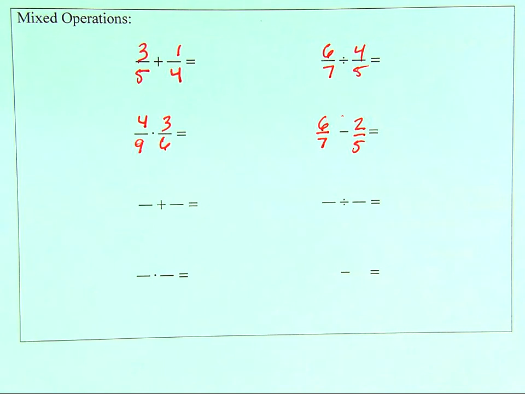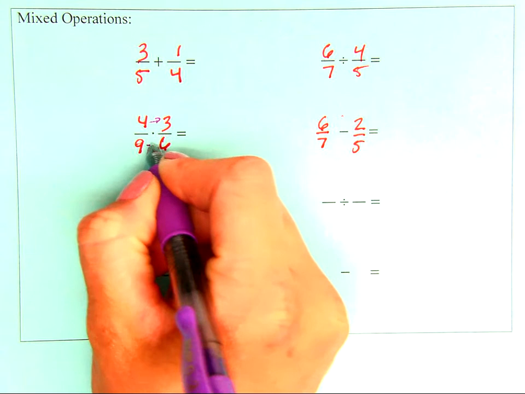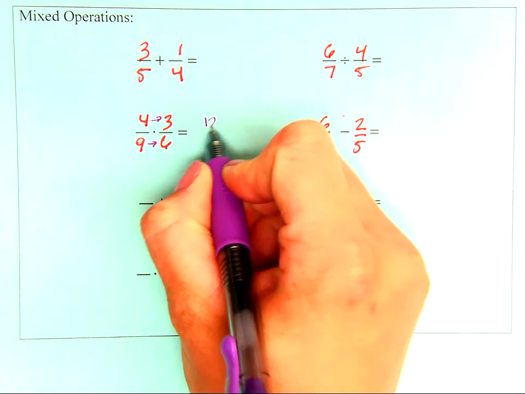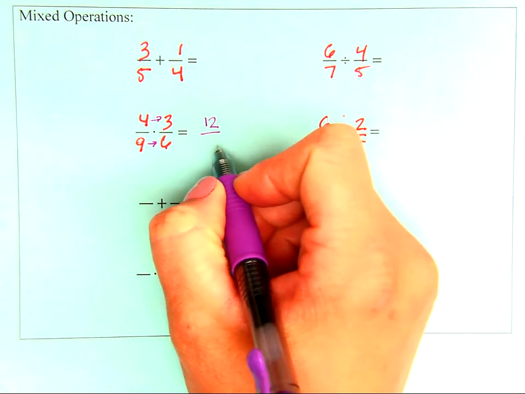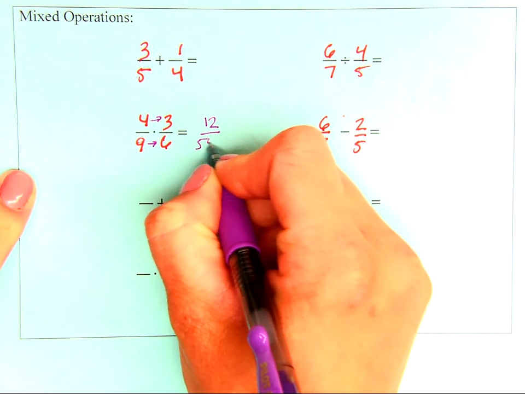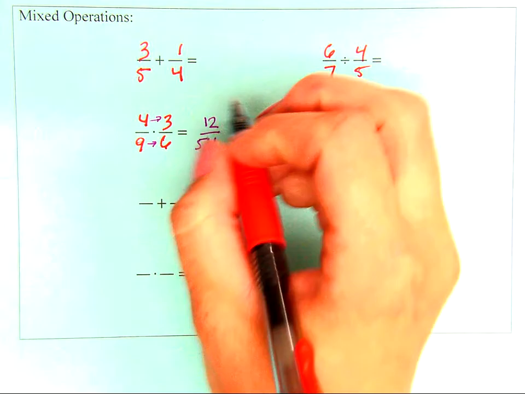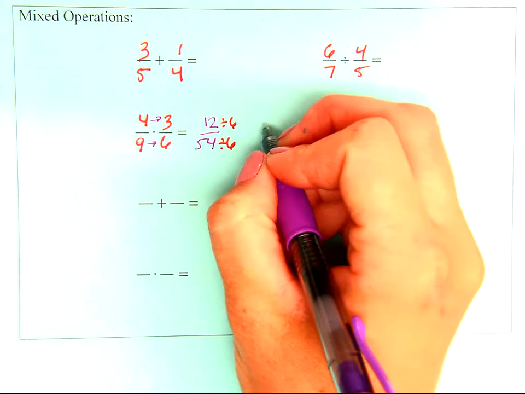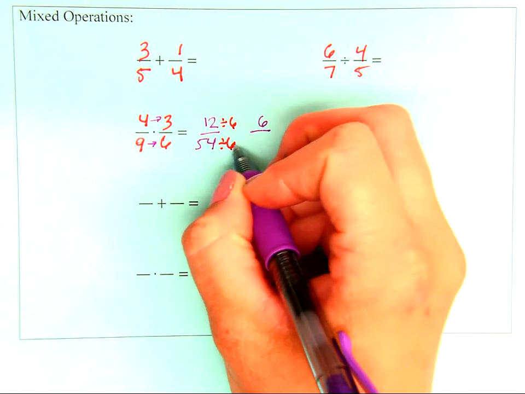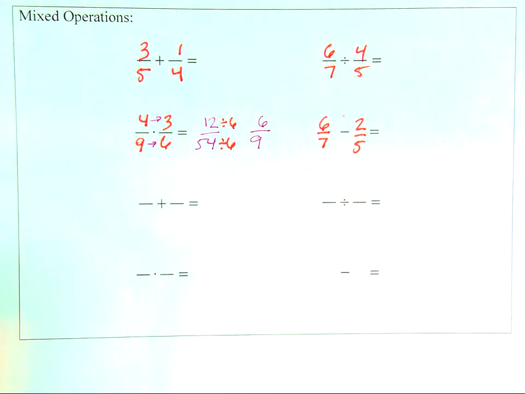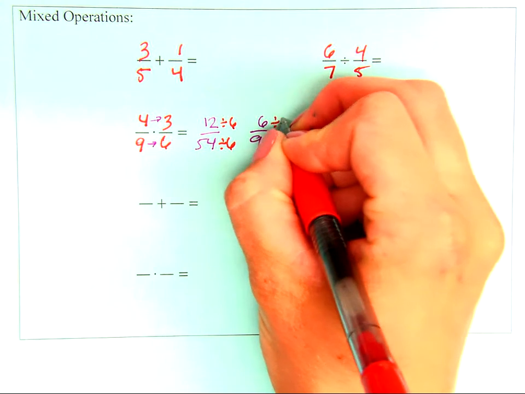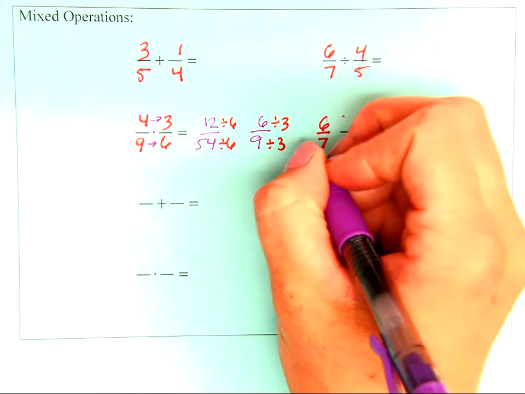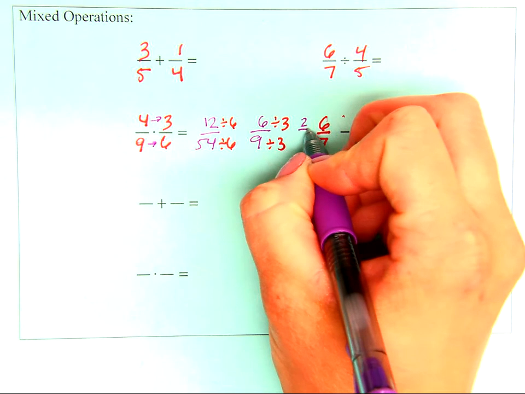Alright, so checking our answers, I am going to do the easiest one first, which in my opinion is multiplication, because we go straight across. 4 times 3 is 12, 9 times 6 is 54. I can divide those both by 6 to get 2/9. Ooh, I can divide that again by 3 to give me 2/3.